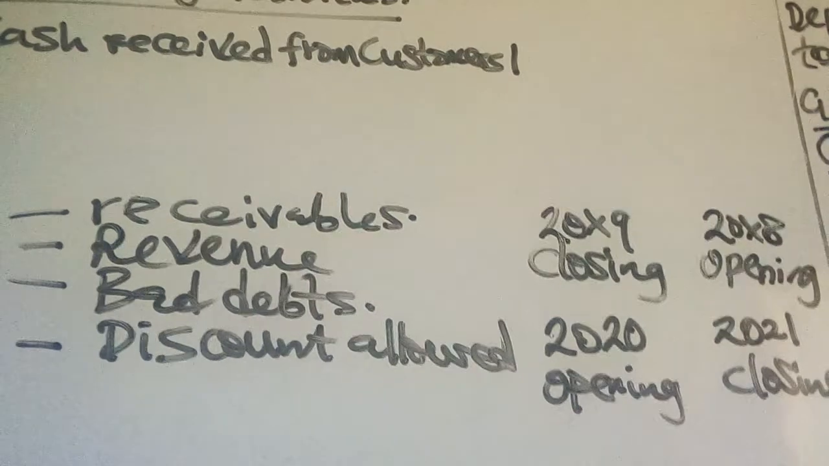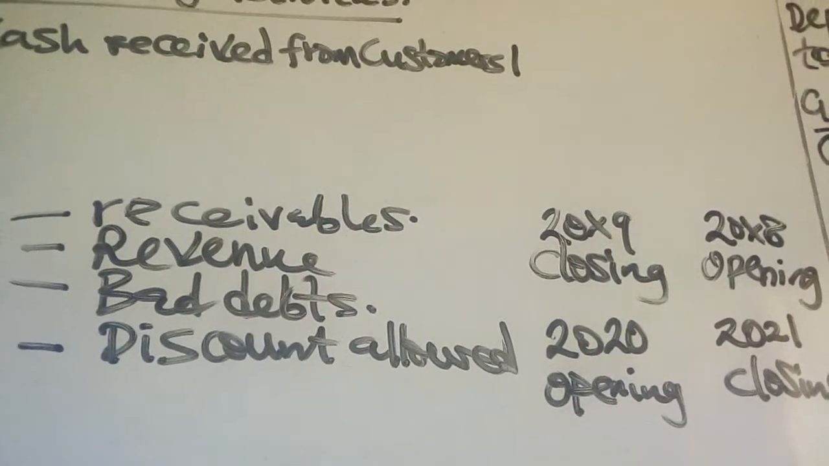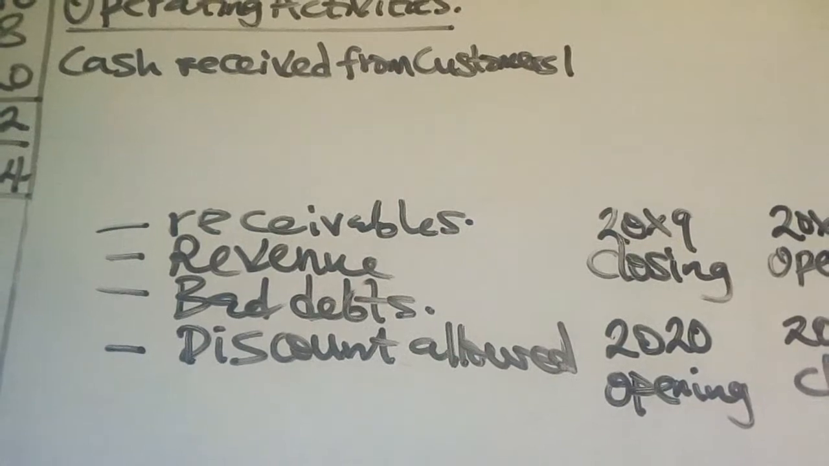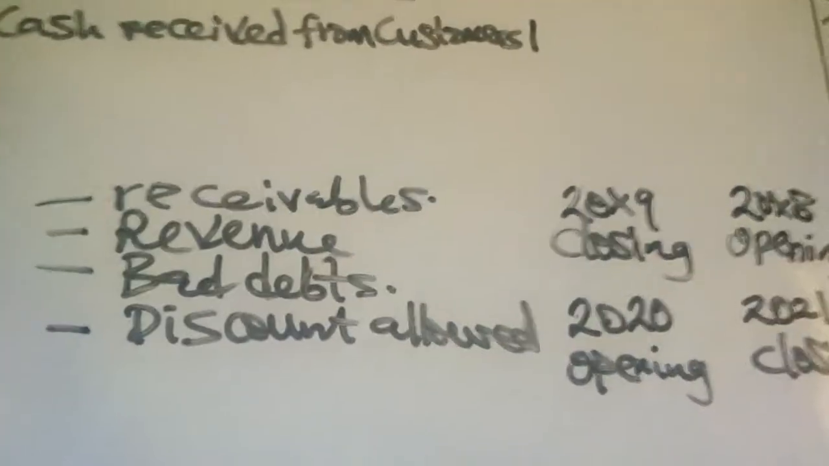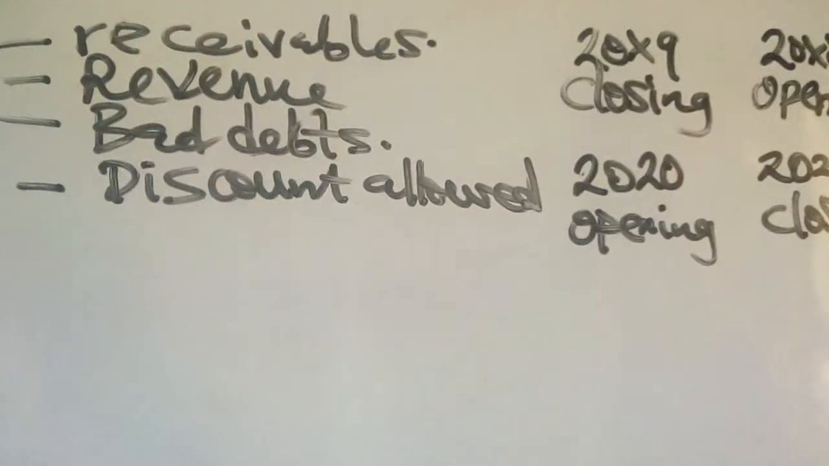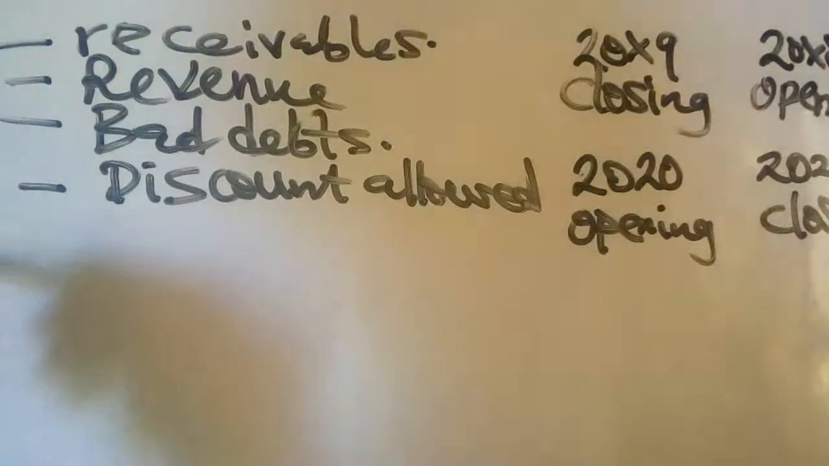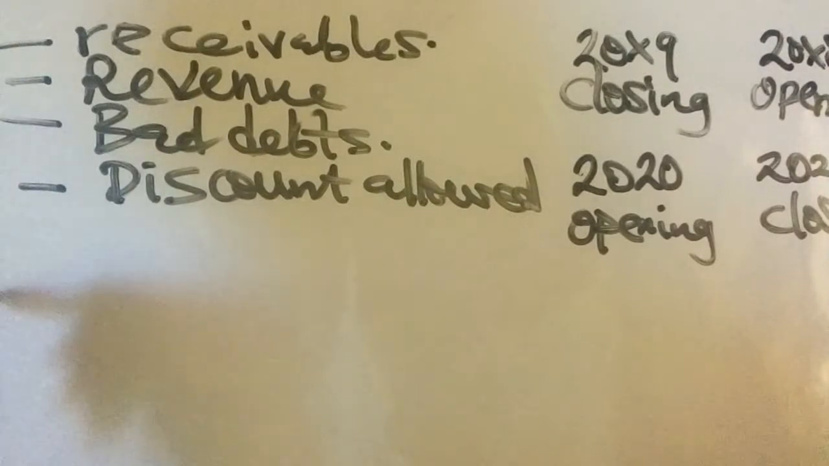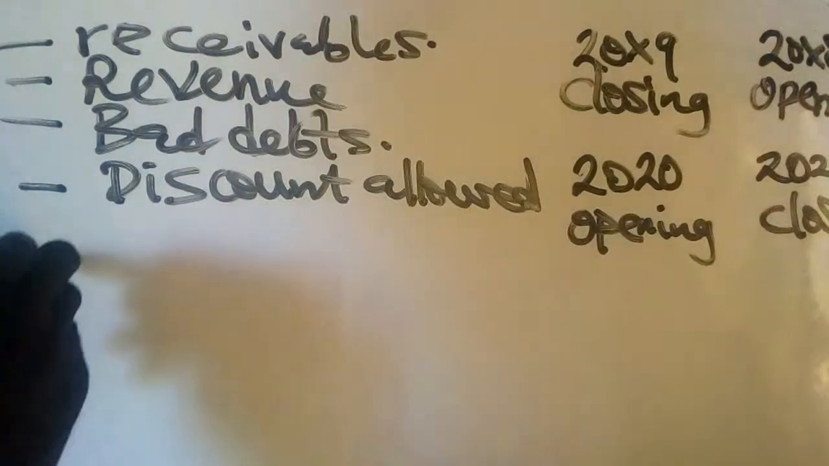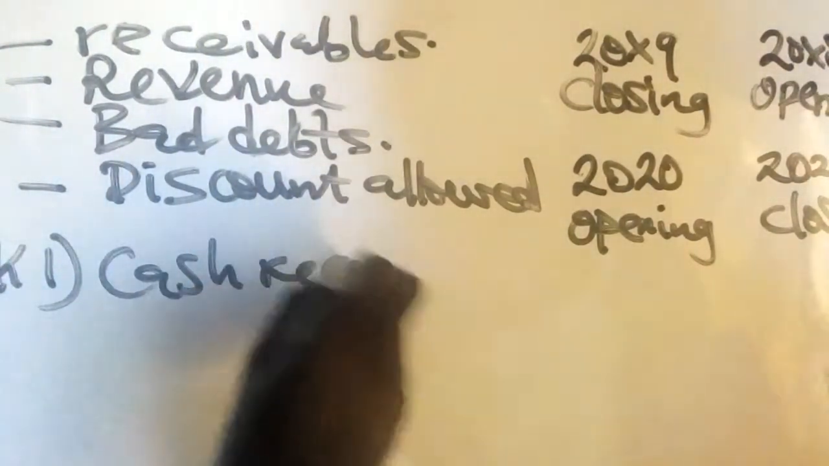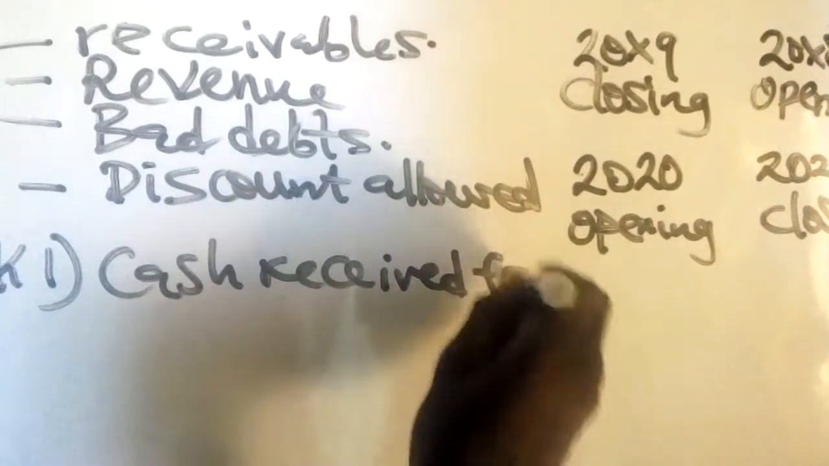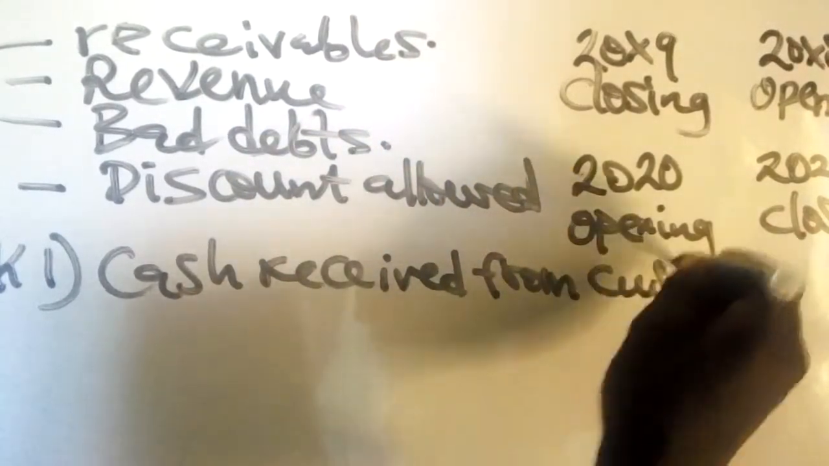Now you want to calculate the amount of cash you received from customers. Then you prepare the receivable ledger control account. Cash received from customers, working one. So this is how we are going to arrive at the amount that will be reported as cash received from customers.